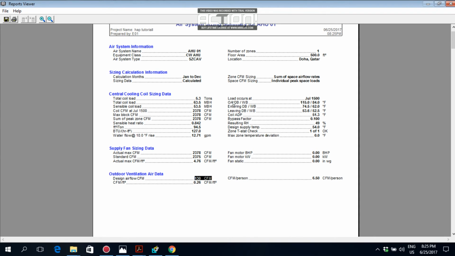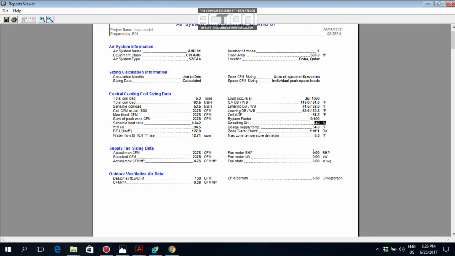If you can see the outside air, which is 115 and 84, this information appears over here because we entered it in the last video in the weather properties, as 115 and 84, and this is in dB. All this information you are going to see. What is the resulting RH?